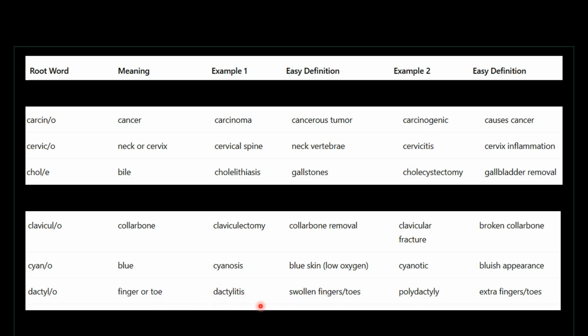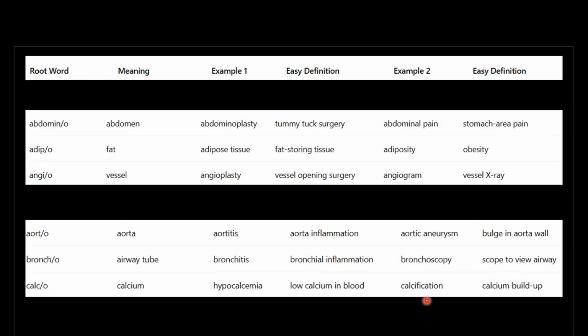For example, dactylitis. Dactylitis means swollen toes. Okay, so if there is swelling in the toes or fingers, then in that case we will use this terminology. Likewise, we have polydactyl, that is denoting extra fingers or toes. Okay, so yeah, these are all the root words I would like to share with you in this particular session.